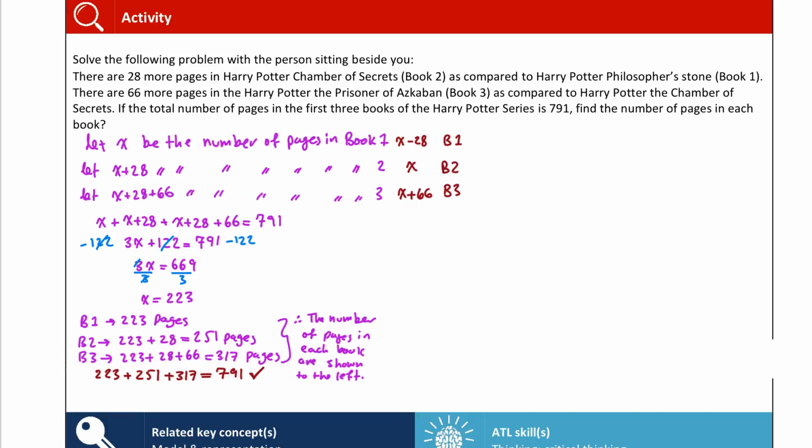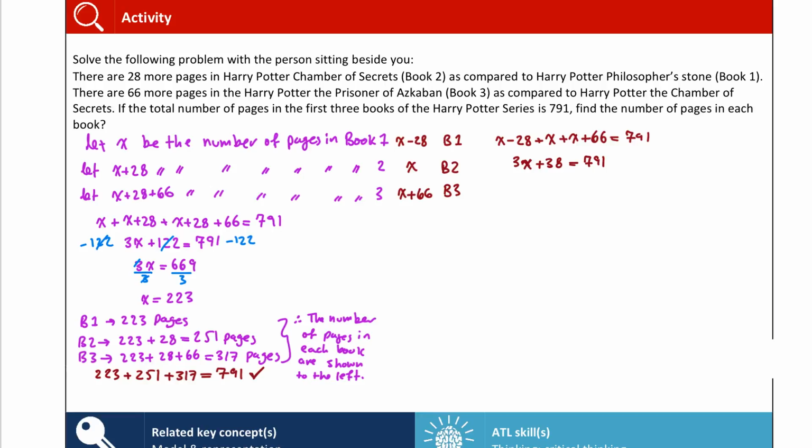So now this one says that if I add the number of pages from book 1 plus book 2 plus book 3, I should get 791. So let's simplify the left side. So x plus x plus x gives me 3x, and negative 28 plus 66, the same as 66 minus 28, which is plus 38, is equal to 791.